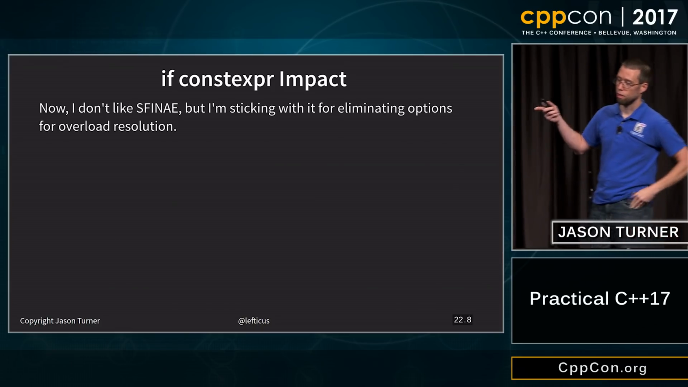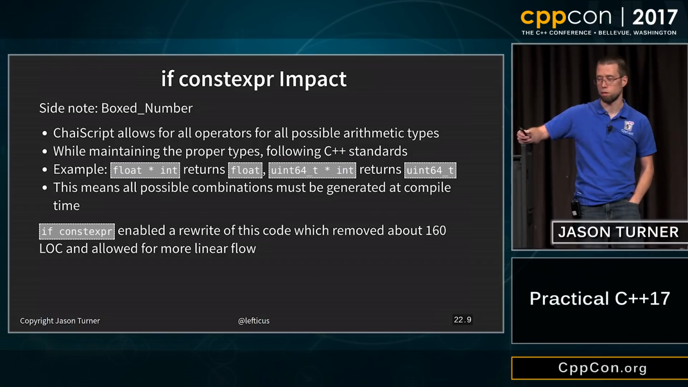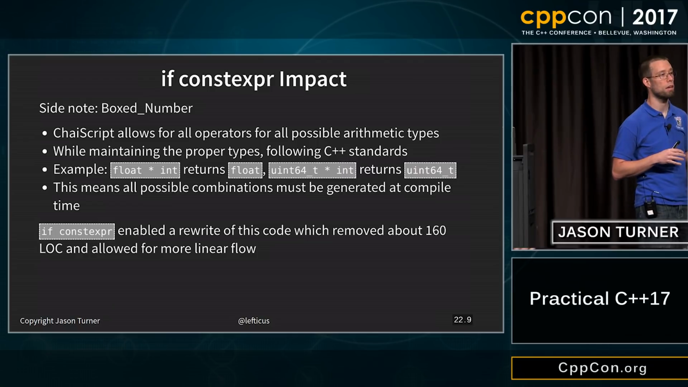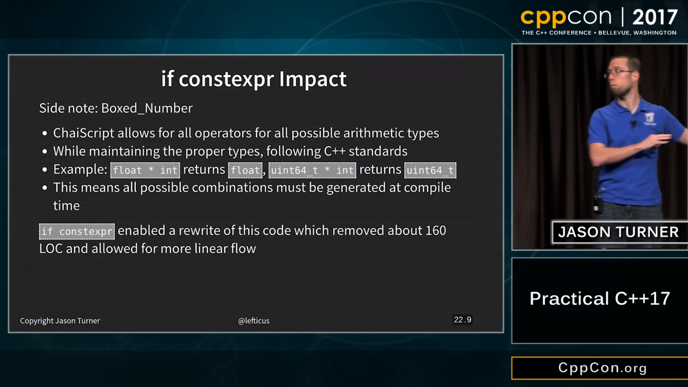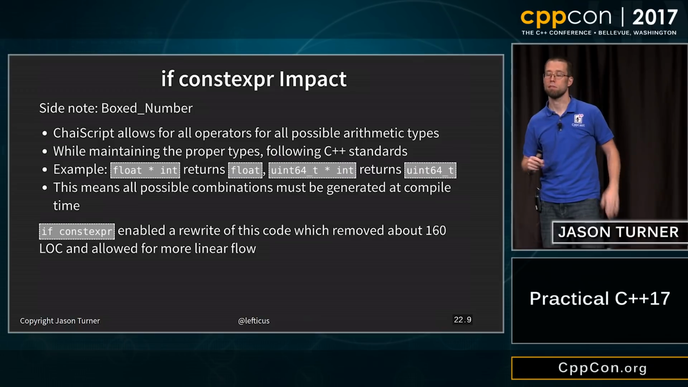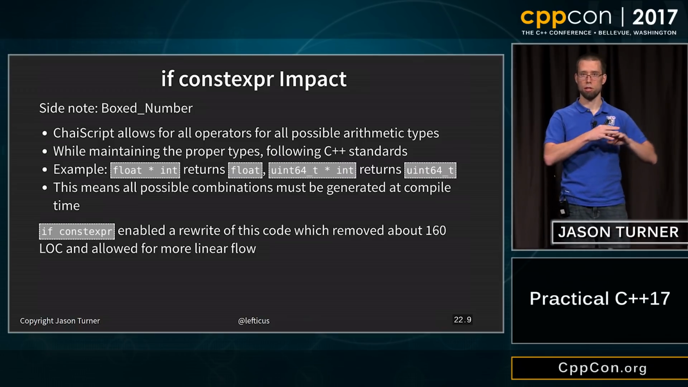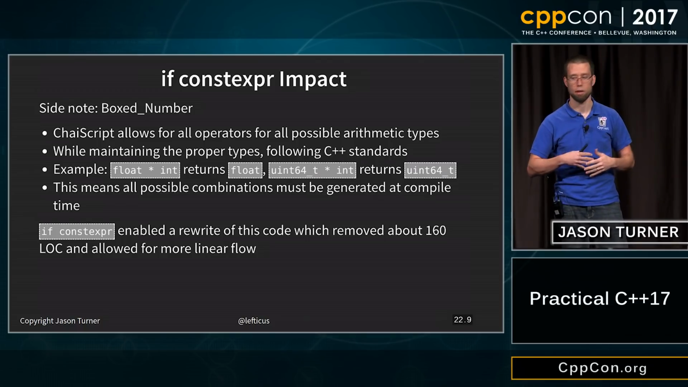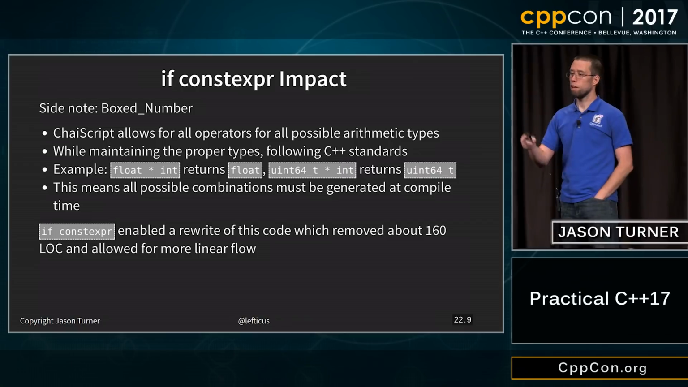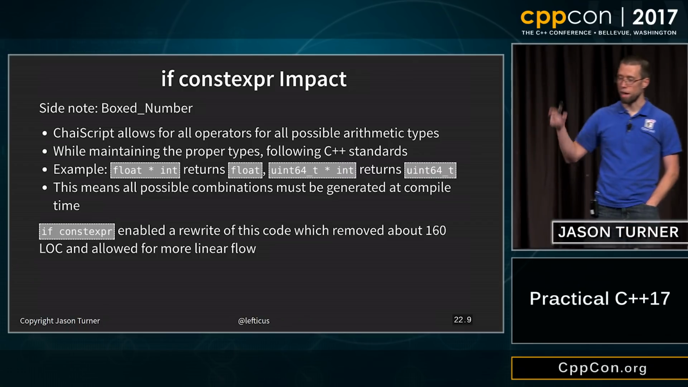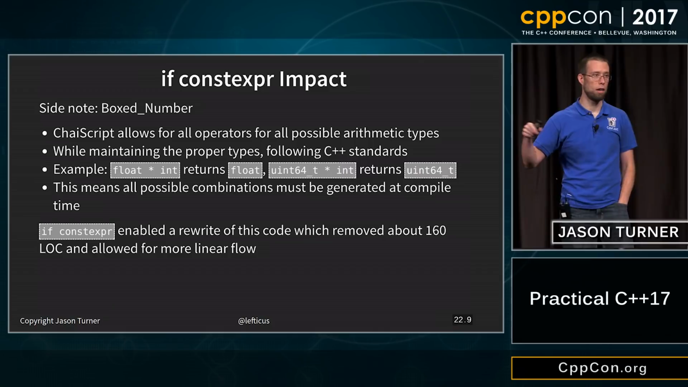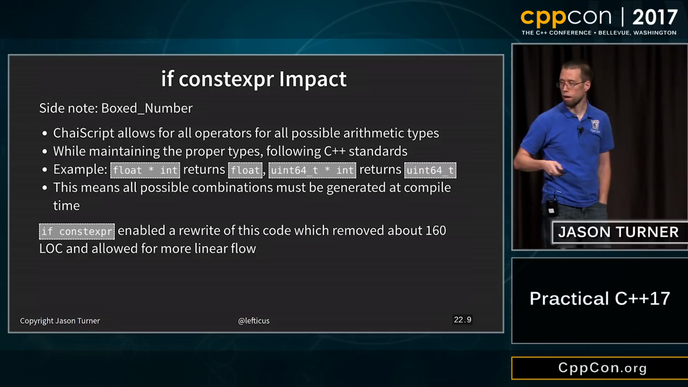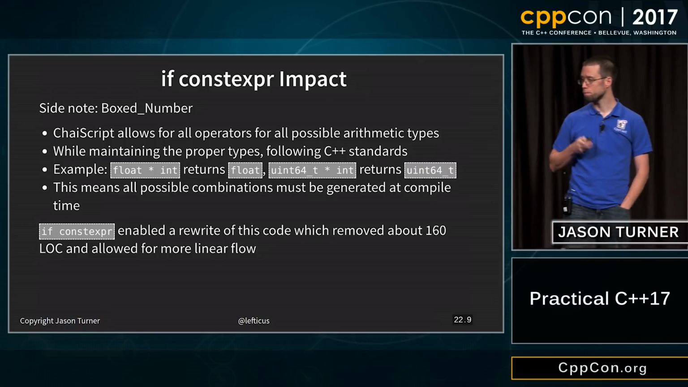On a side note, I've got a type inside of CppCon called BoxedNumber, which allows you to do any operation on any other type of thing. Whatever arithmetic operation you want to perform, it maintains the proper types. This results in a huge explosion of multiplication of arithmetic types that are generated at compile time. If constexpr allowed me to rewrite this code massively, removing 160 lines of code, and I was really happy. I think I got a minor performance improvement and a more linear flow of my code.